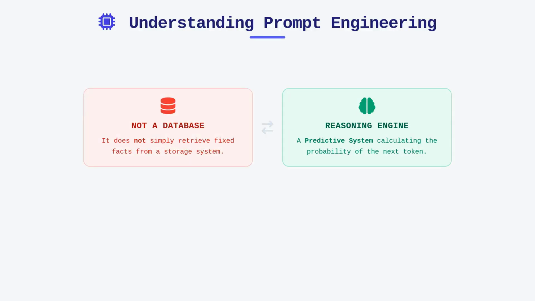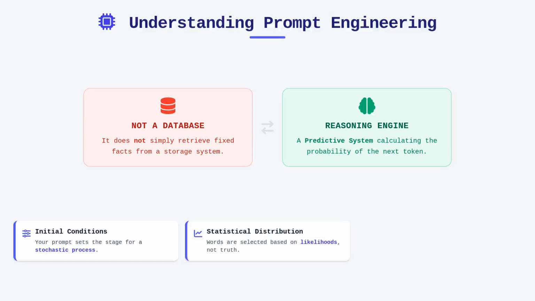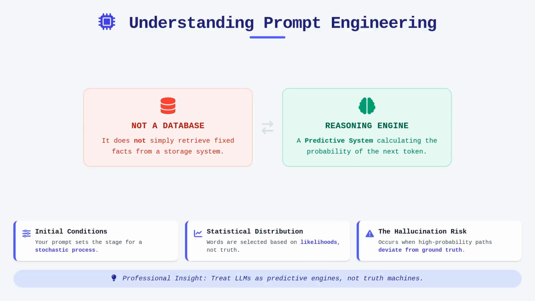To understand why prompt engineering works, we must first accept that we are interacting with reasoning engines, not mere knowledge databases. Large language models like the GPT architectures or Claude operate by calculating the probability of the next token based on a massive, pre-trained statistical distribution. When you provide an input, you are effectively setting the initial conditions for a stochastic process, meaning the model selects words based on likelihoods rather than retrieving fixed facts. This is why a query about a specific historical event might occasionally result in a hallucination if the model prioritizes a high-probability path that deviates from ground truth. Recognizing that these systems are predictive engines rather than truth machines is the first step toward effective professional usage.